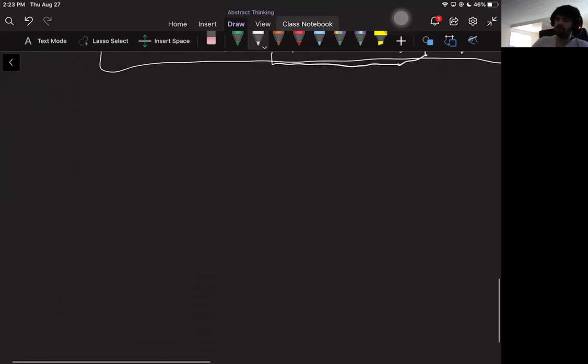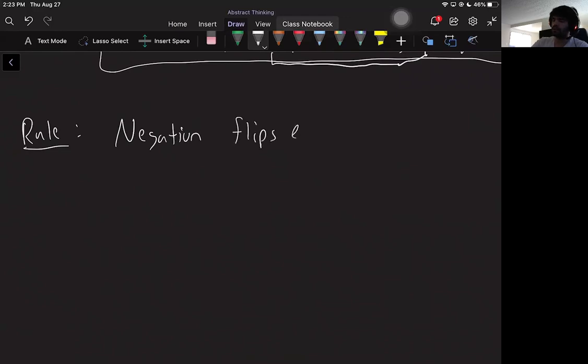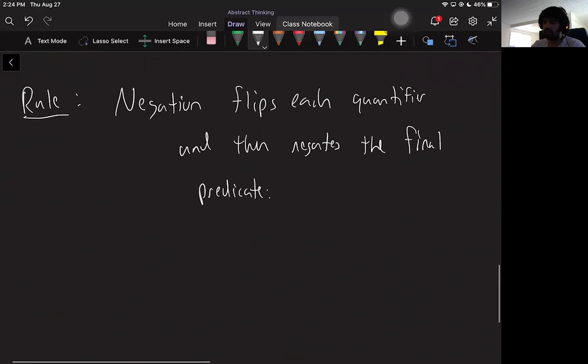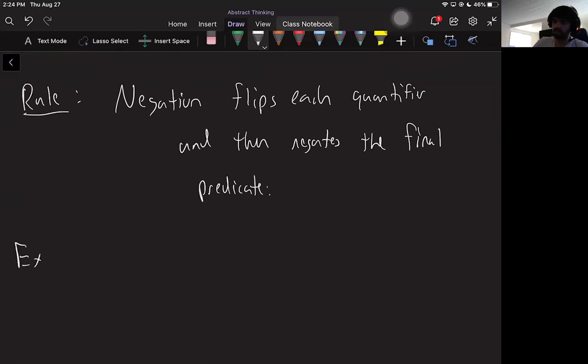But the general rule is that the negation flips each quantifier and then negates the final predicate. So I can write down another little example here. We can do it using this idea.